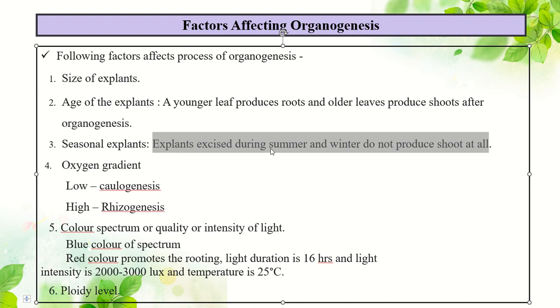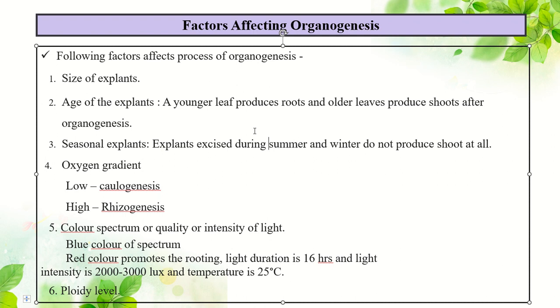So explants excised during summer and winter do not produce shoots at all. But you can produce them during summer and winter also if you choose. There is no hard rule that you must collect in autumn or winter. But for the selection of the explant, there are three things. Now tell me: first is the size of the explant, then the age of the particular explant, and the last one is the season of the explant.